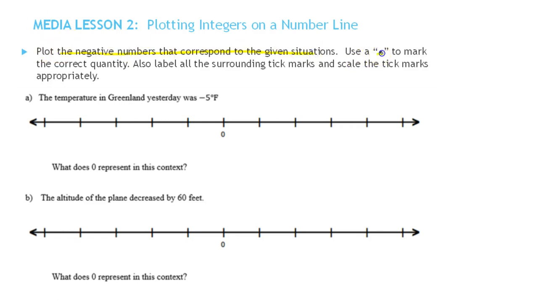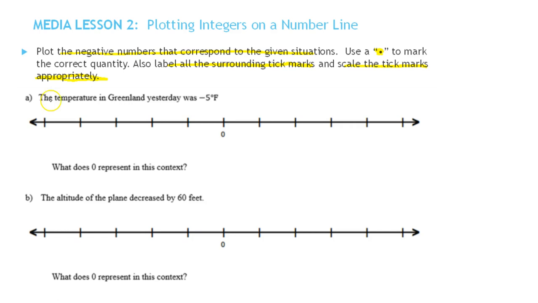Use a point. So this is called a point. When we plot a point, we draw a symbol that looks like this directly on the number line. We'll see that in a minute, to mark the correct quantity. Also, we want to label all the surrounding tick marks and scale the tick marks appropriately. And we'll talk about what scaling means in just a minute.